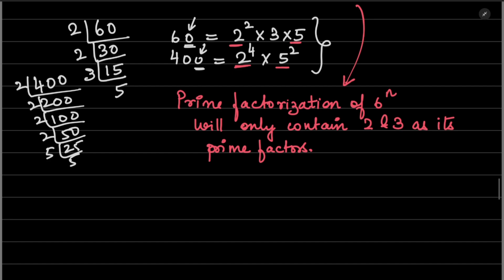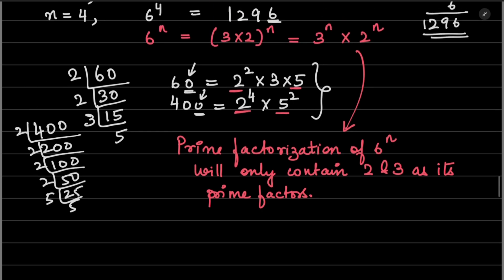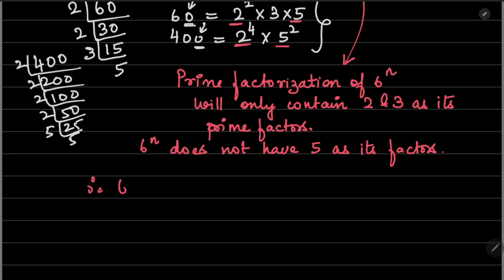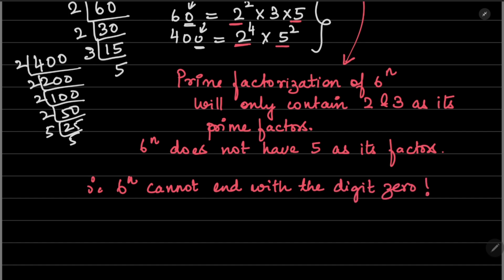So for a number to end with 0, it should have 5 also, right? It should have 2 and 5. But 6 raised to the power n contains only 2 and 3 as its factors, and we can write 6 raised to the power n does not have 5 as its factor. Therefore, 6 raised to the power n cannot end with the digit 0. Okay, so this is how you have to present your answers.